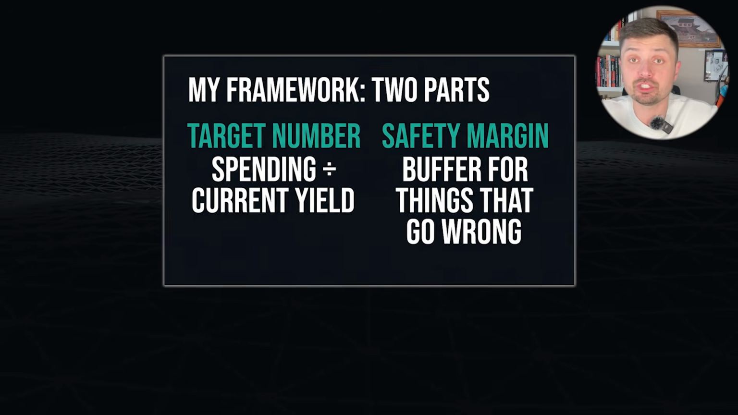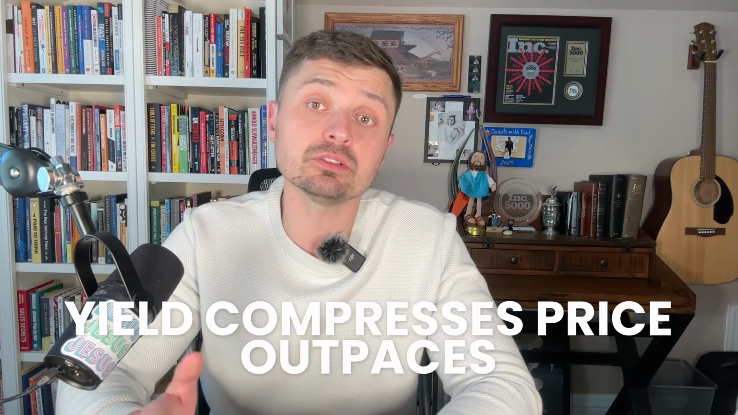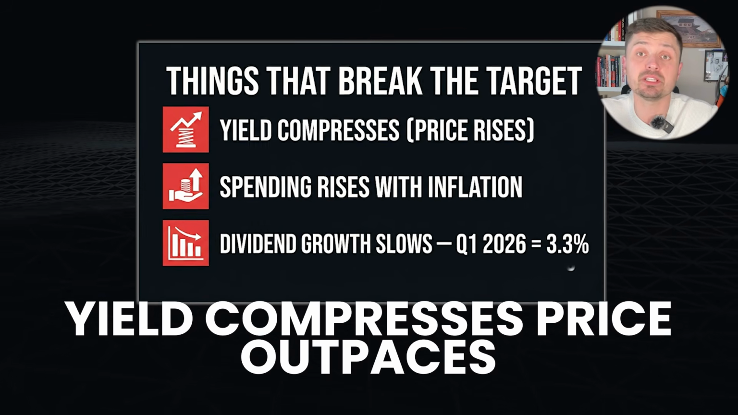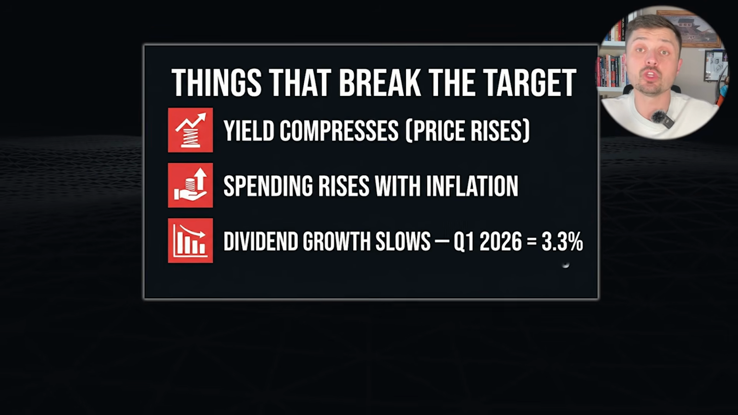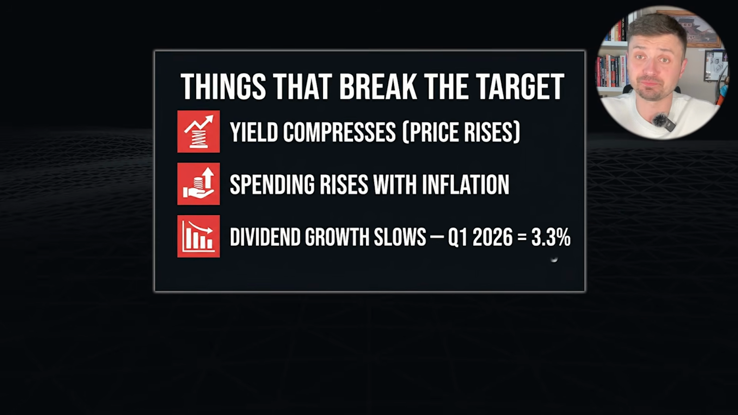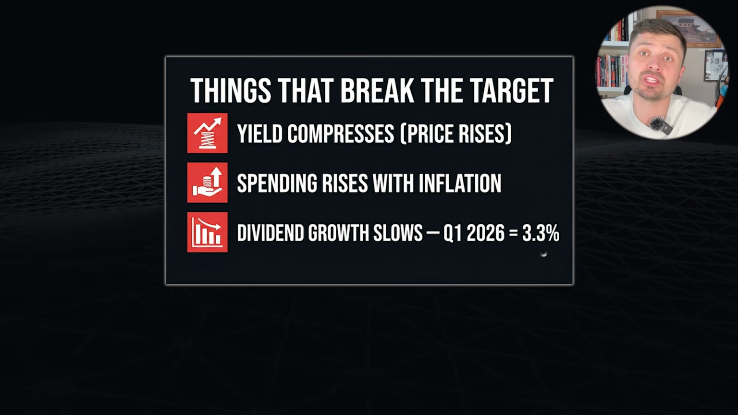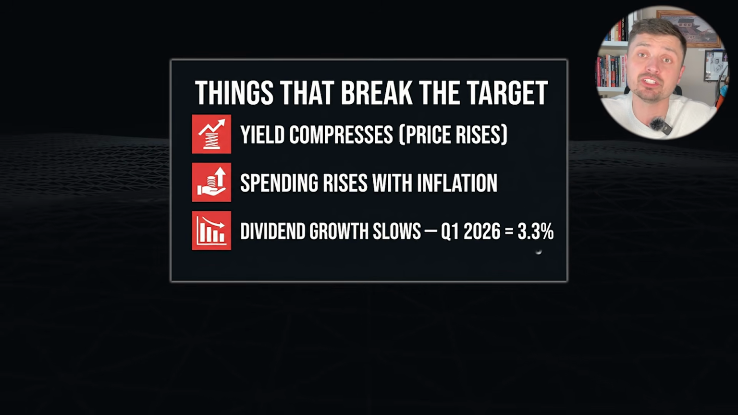The safety margin exists because several things can go wrong with the target number on its own, right? The yield can compress if the share price rises faster than the dividends. Your spending can increase with inflation. The dividend growth rate can slow down. SCHD Q1 2026 growth was about 3.3%, well below its historical 11% average. Any of these shifts can change the calculation.